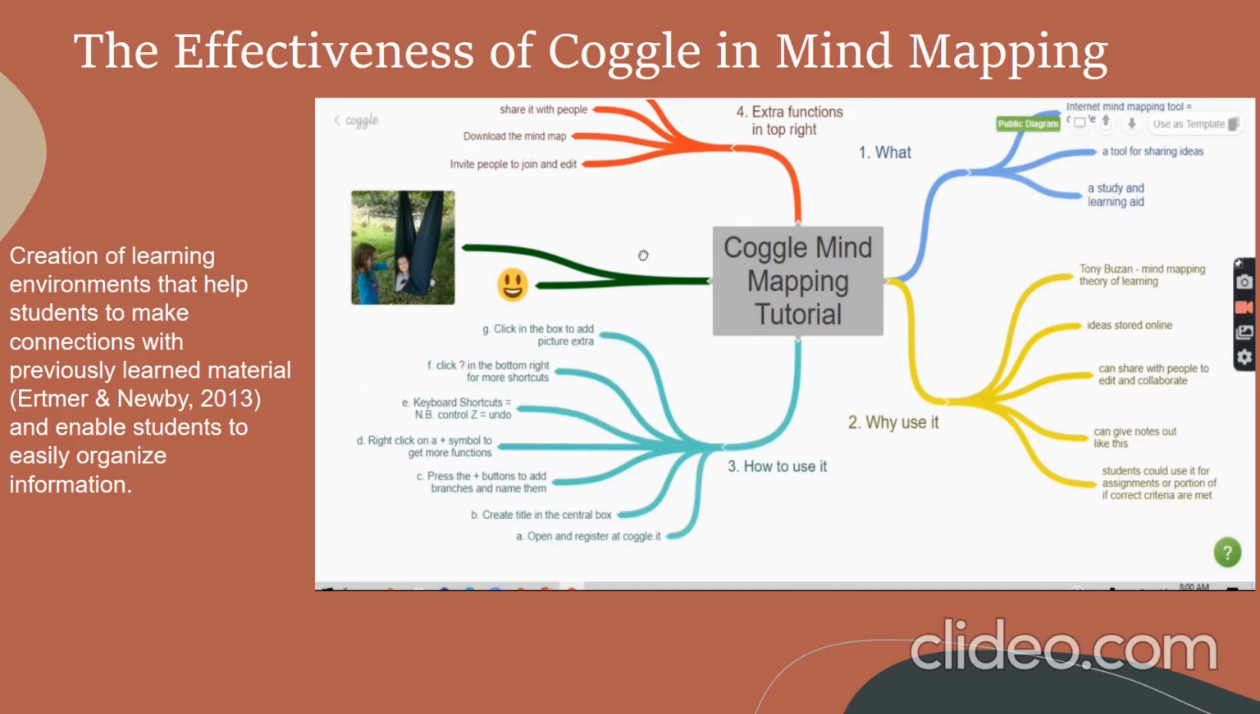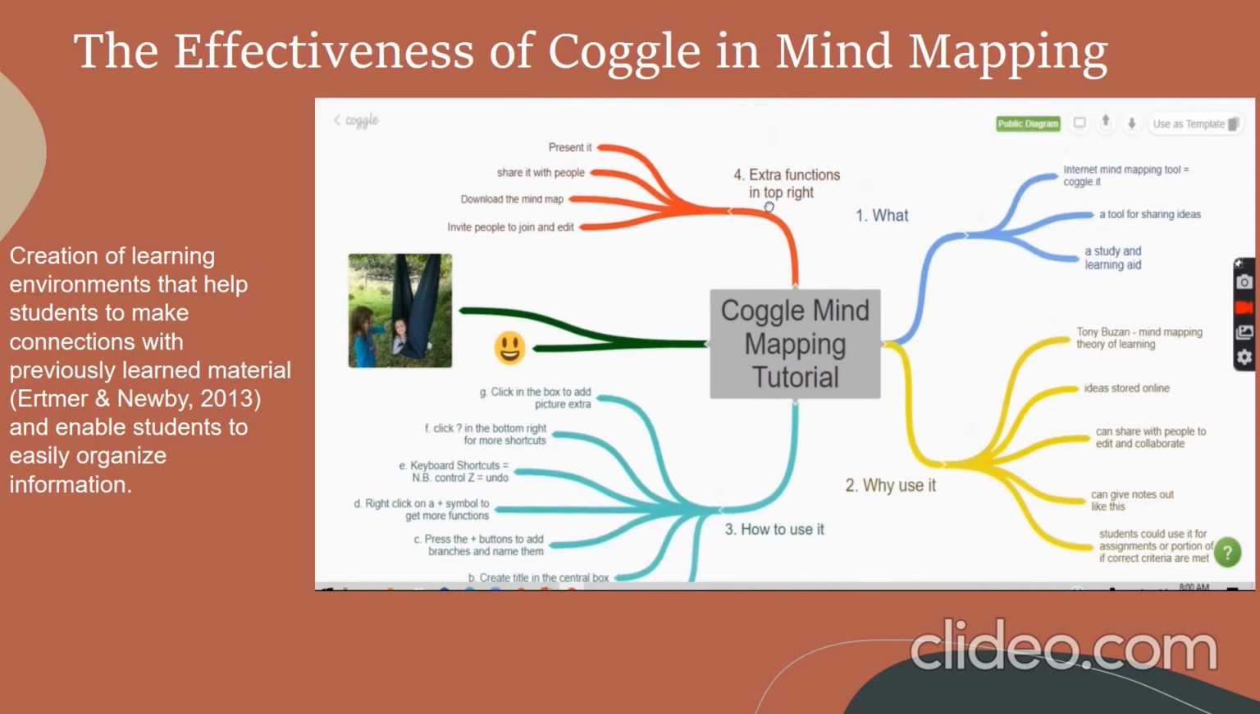Now, if you look at the demonstration here, you will see that you are able to answer the question what it is. So what is Kaggle, for example? A study and learning aid. Why use it? It can organize your notes. Students can use it for assignments or portions of assignments, and also how to use it. There are the steps there, how to use it, and also there are extra functions.